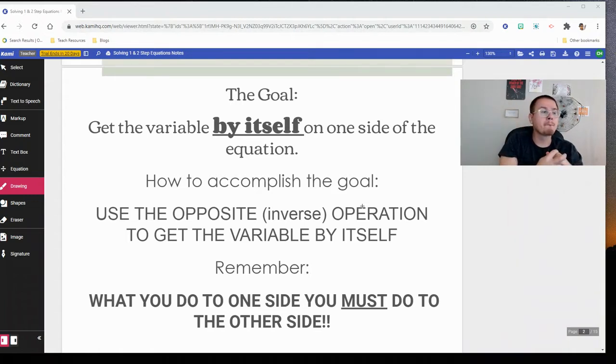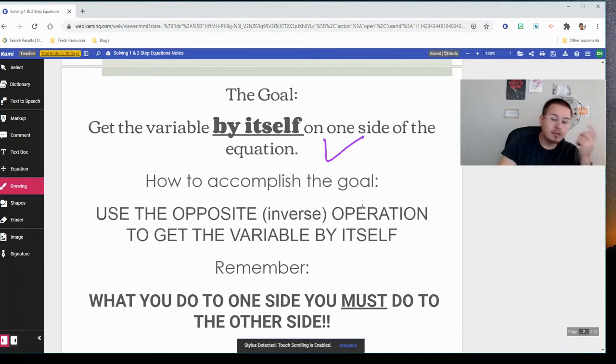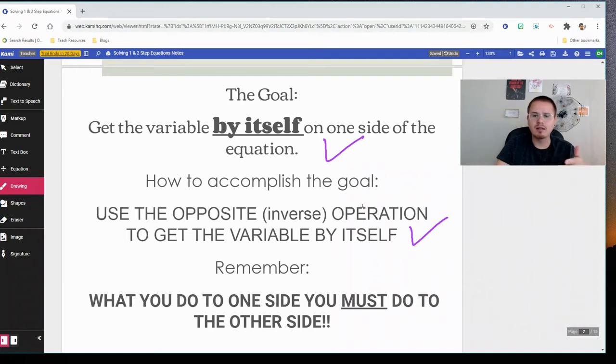So the goal. We always want to get the variable by itself on one side of the equation. These are something that I'd consider notes to help you remember. To get the variable by itself, to isolate it, to get it all alone, use the opposite, inverse operation. So do the opposite: if you're adding, subtract; multiplying, divide. And we've got to keep it balanced. Whatever you do to one side, you do to the other.